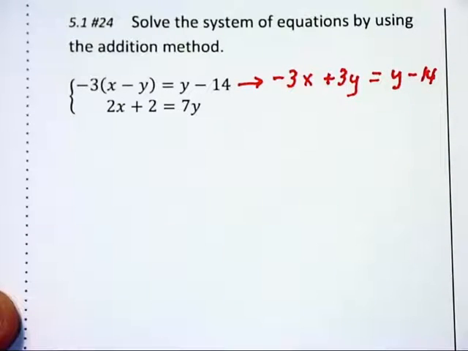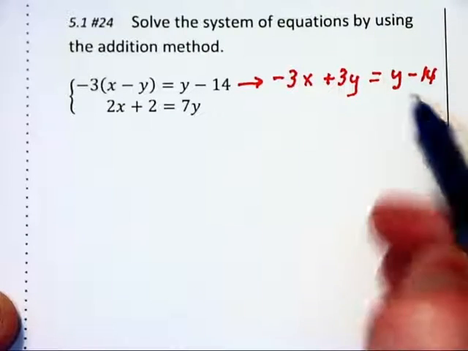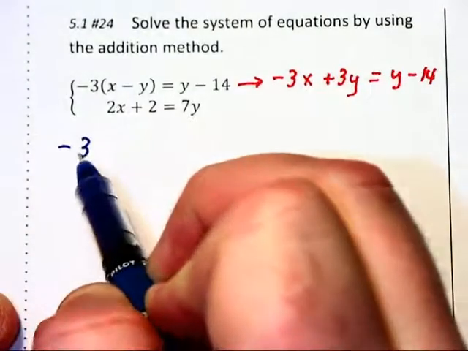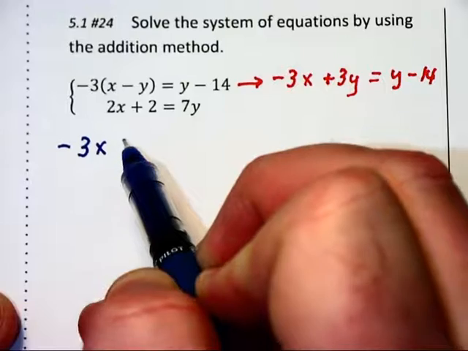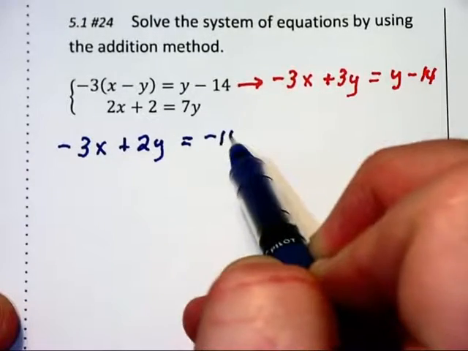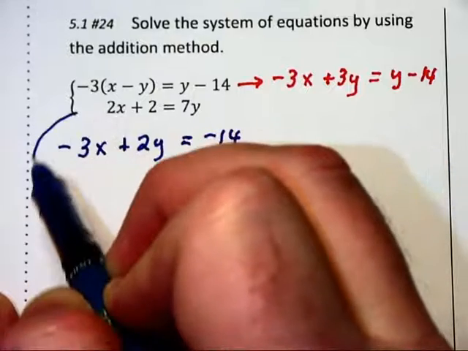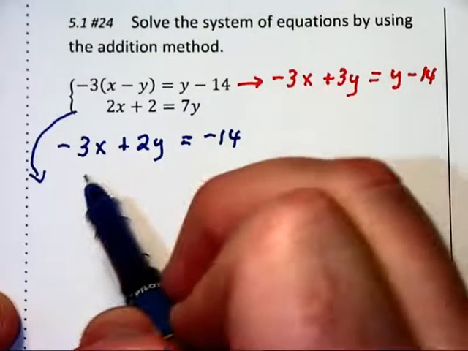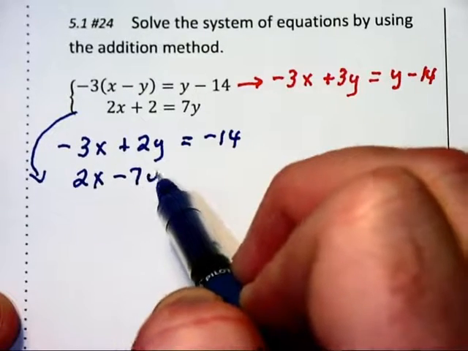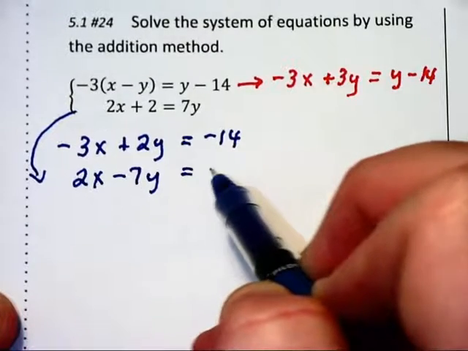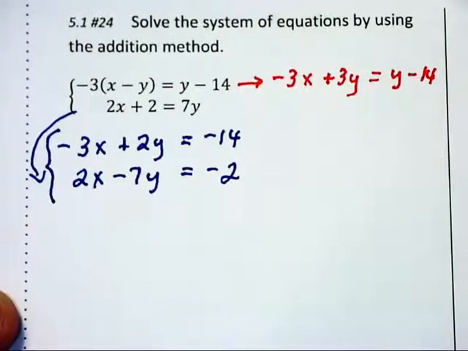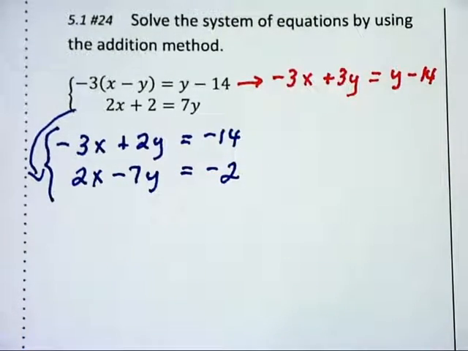Now let's rewrite this on the next line in a nicer form, subtracting the y on each side. We will have negative 3x plus 2y is equal to negative 14. And this second equation being brought down, put in standard form, is 2x minus 7y is equal to negative 2. What we see here in blue is now our system that we're going to be solving.